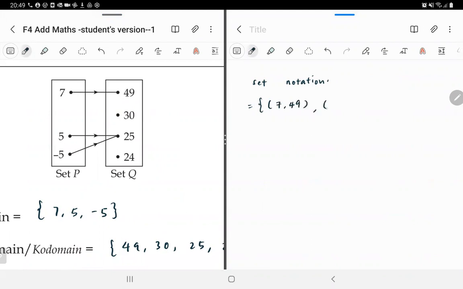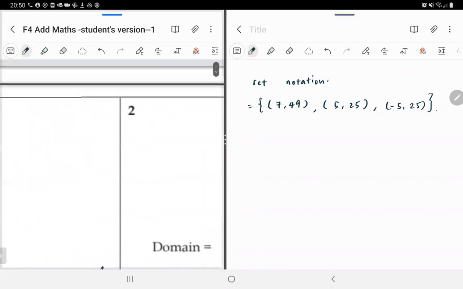And then comma again. The next relation is 5 to 25, right? Then we write like this. The third item is -5 to 25, and then close bracket. If we write in set notation, that means we can't map and we can't write the non-images. We write only the object and also the image, if it's in set notation.